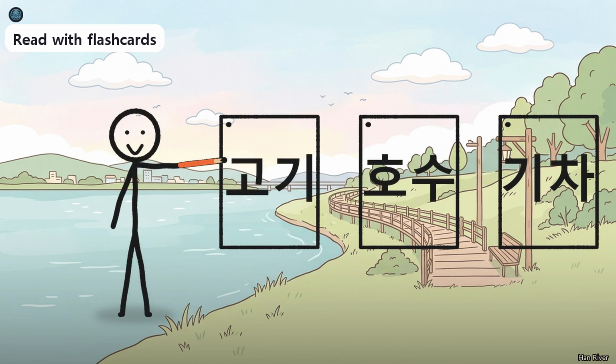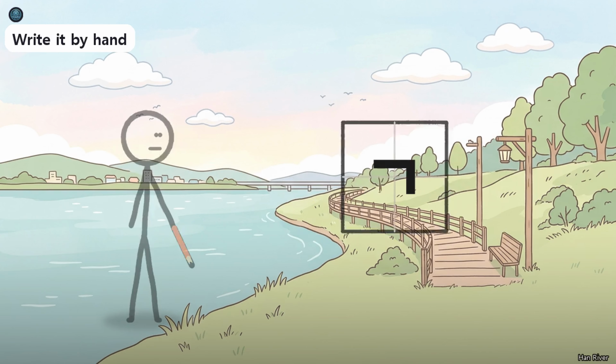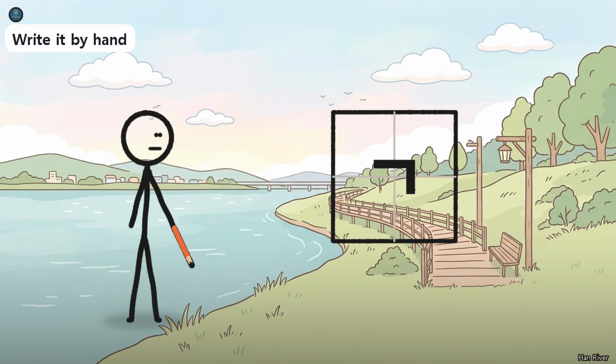Now flashcard time. 고기, 호수, 기차. Read them out loud, recalling each consonant and vowel. Try writing each consonant stroke by stroke with your pencil. Writing by hand helps you remember the shape and sound.